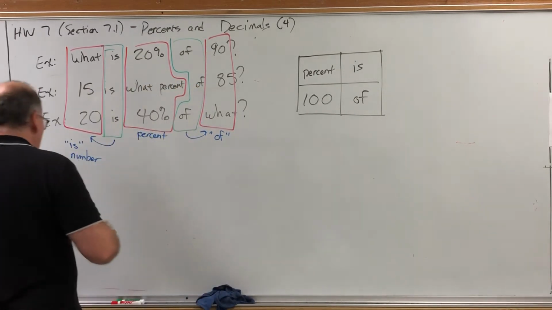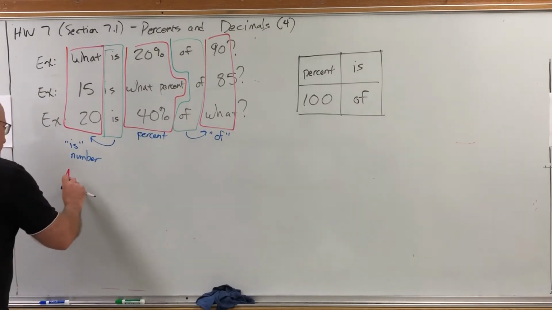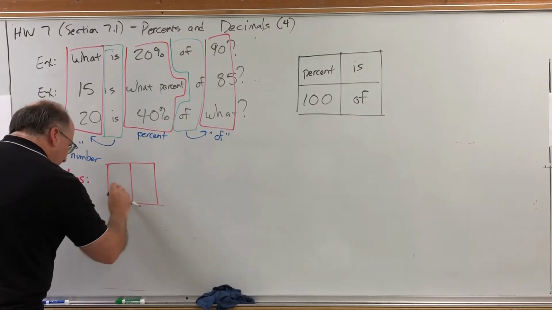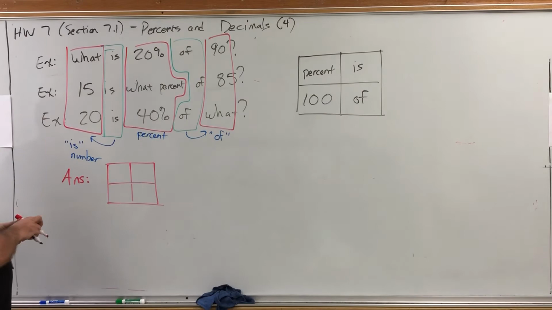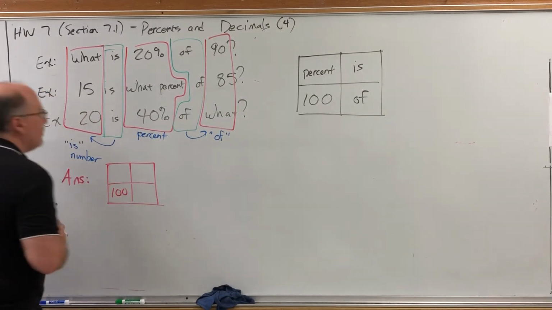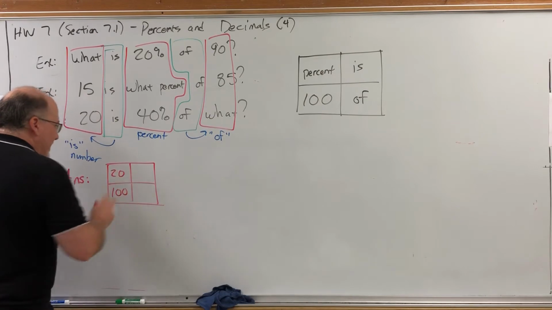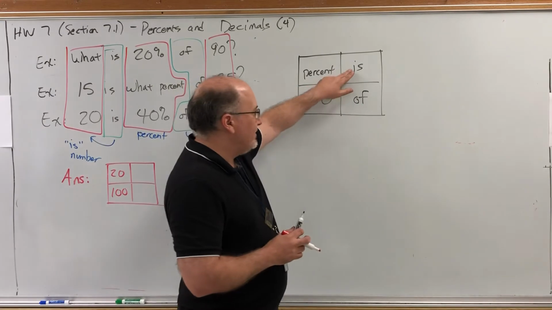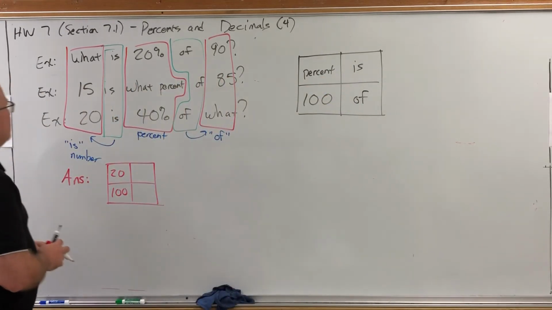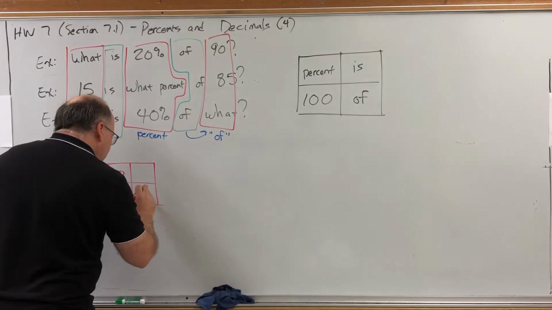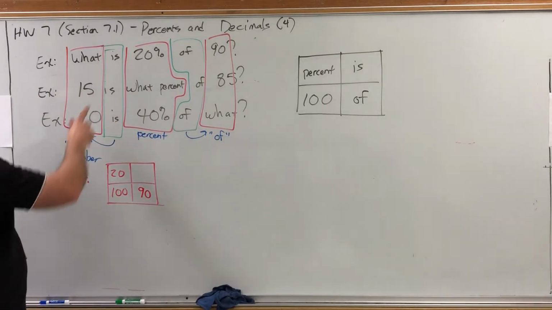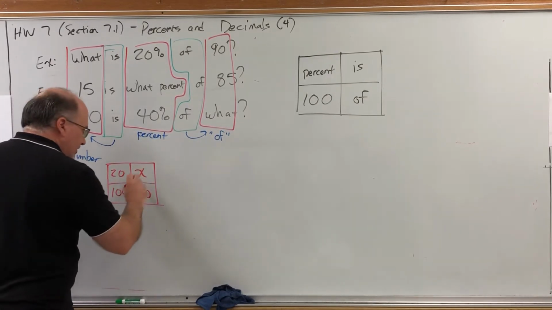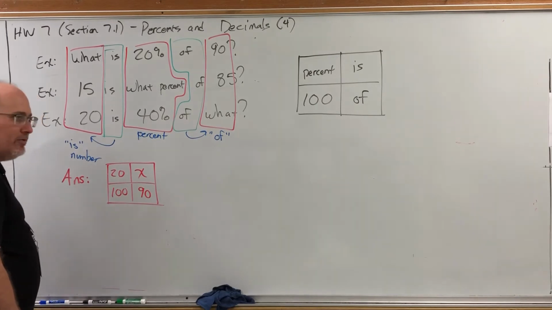So for example, in the first one, let's set up the box with what we know. The 100 goes here, and the percent goes above it. That makes sense because percent means per 100. The only thing you have to keep sorted out is the is on top of the of. The of number is 90. The is number is the number we don't know, so we have to put something here to represent what we don't know. Let's just put an X. Now, just cross multiply.